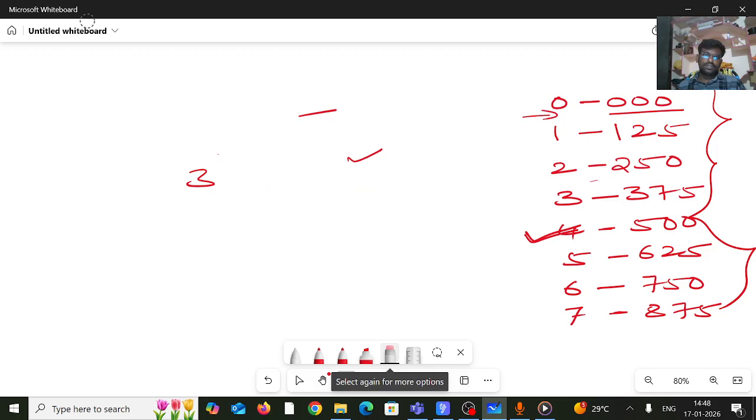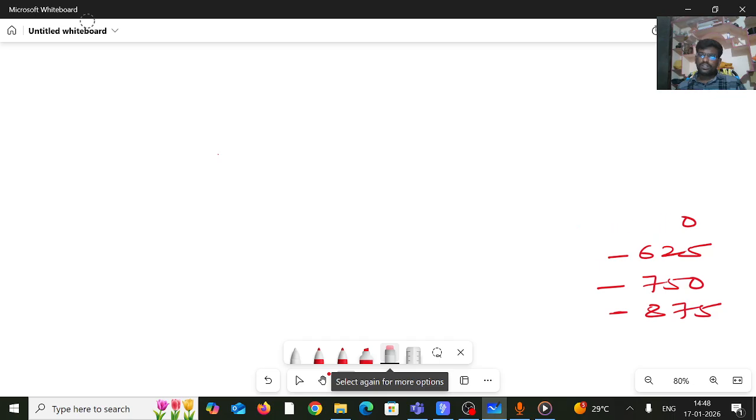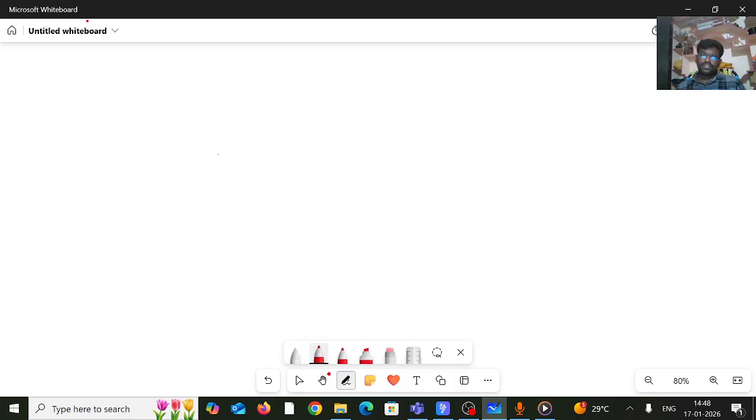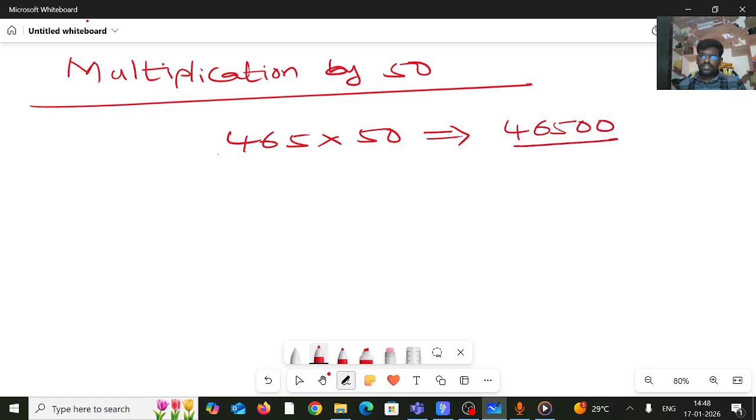multiplication with 50. Multiplication by 50. Right, look at here, I will take 465 multiplied by 50. Instead of multiplying by 50, first I will multiply with 100 and divide with 2, half of that. 23,250. Clear?